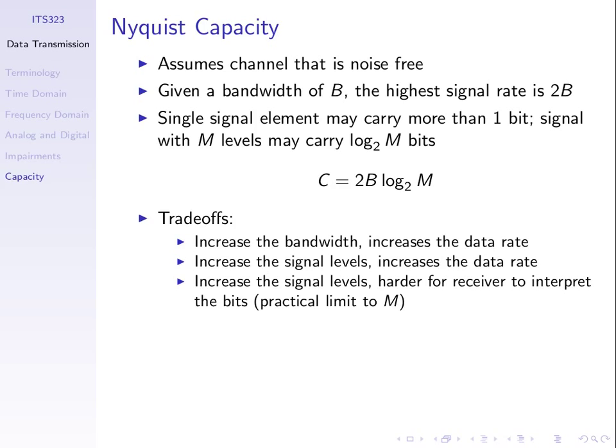But the Nyquist capacity equation assumes there's no noise. But when there is noise, we have other problems. Increasing the number of signal levels, M, makes it harder for the receiver to understand what it receives. That is, more errors. It's not shown in the equation, but it's true in practice. As M goes up, the number of errors go up. So that means there's some practical limit in technologies to what is a good value for M. High for high data rate, low for low errors.